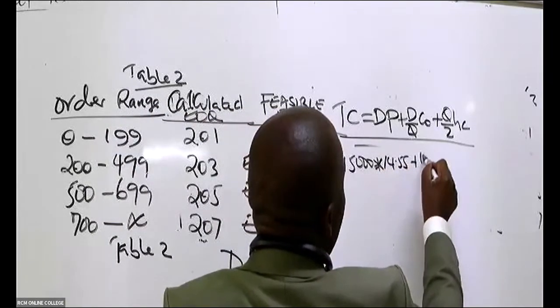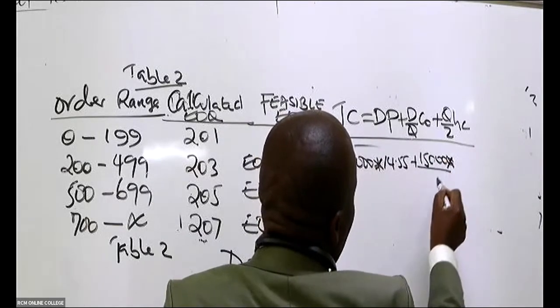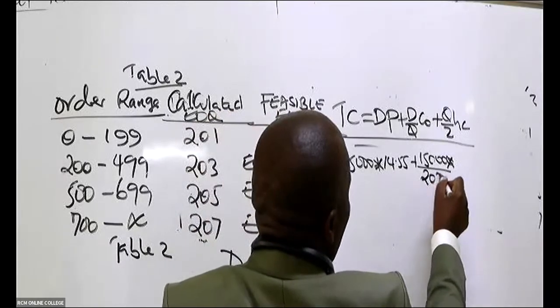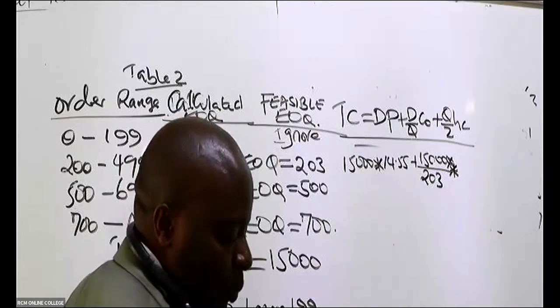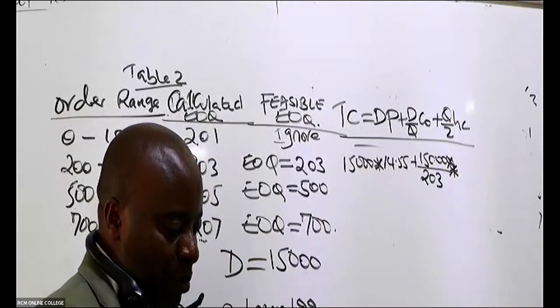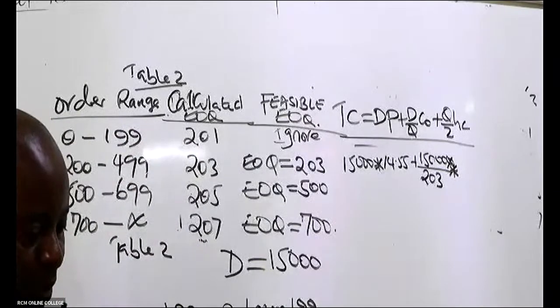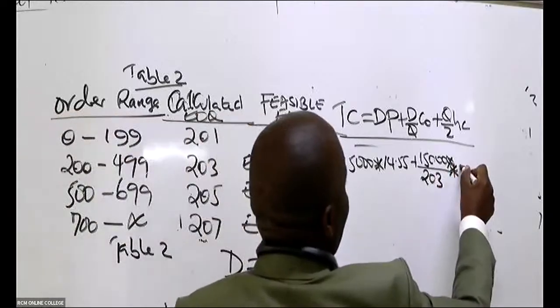Plus the D. The D is 15,000, all over the feasible EOQ applicable here, which is 2 or 3. If I remember very well, what was the cost per order? Was the cost per order 2? Cost per order was 2. Thank you so much.